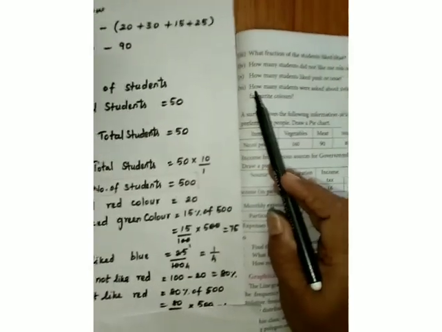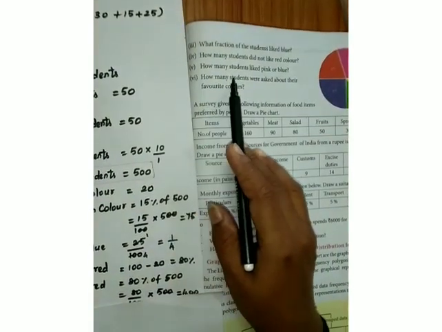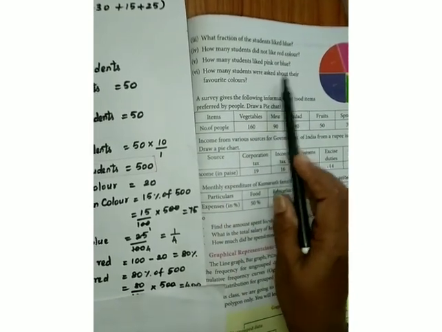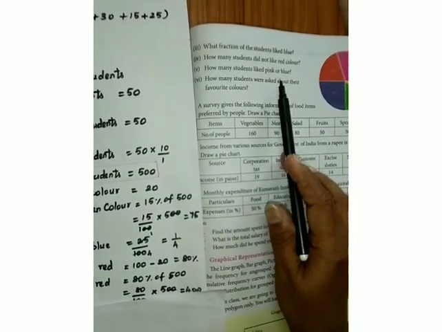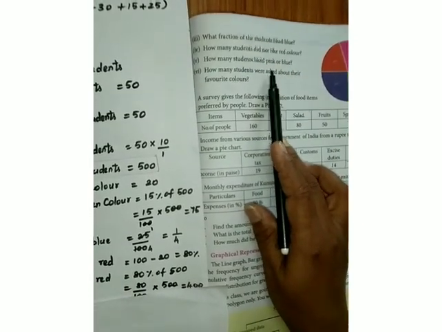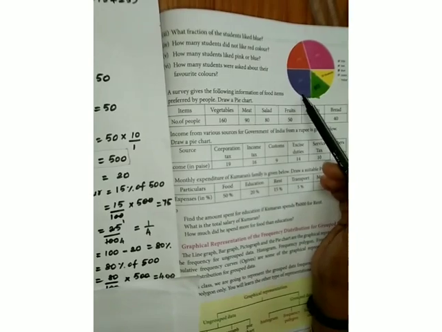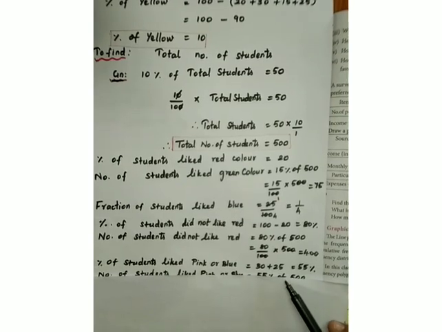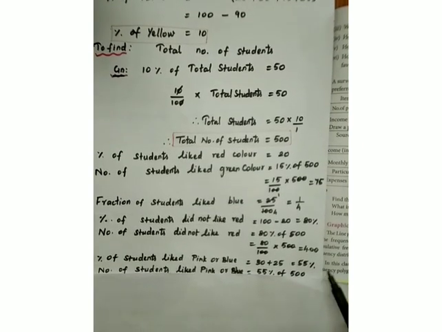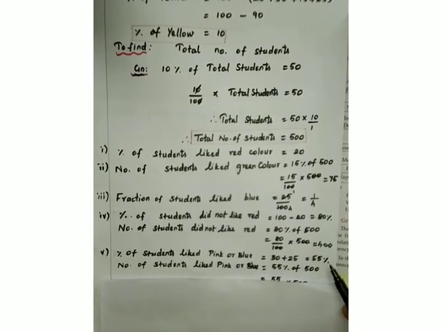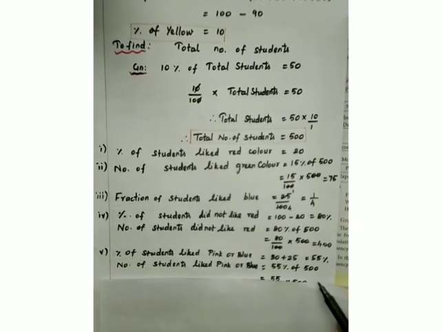Then the fifth subdivision: how many students liked pink or blue? So both we are going to find out. The percentage of students who liked pink and blue is 30% plus 25%. So the percentage of students who liked pink or blue is 30 plus 25, that is 55%. Now we are going to find out the number of students who liked pink or blue. That is 55% of 500.